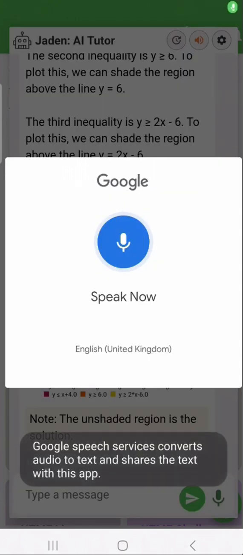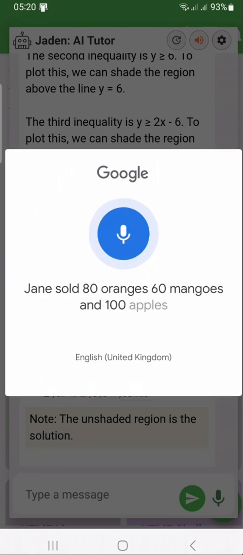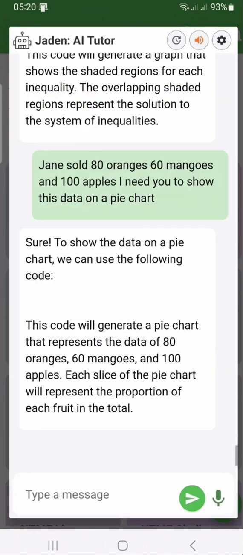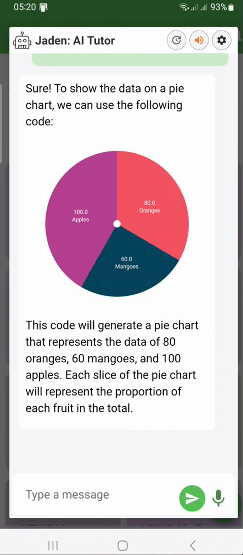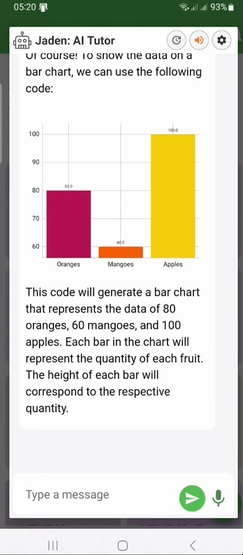Jane sold 80 oranges, 60 mangoes, and 100 apples. I need to show this data on a pie chart. Sure. To show the data on a pie chart, we can use the following code. This code will generate a pie chart that represents the data. Can I have a bar chart? Of course. To show the data on a bar chart, we can use the following code. This code will generate a bar chart that represents the data of 80 oranges, 60 mangoes, and 100 apples.